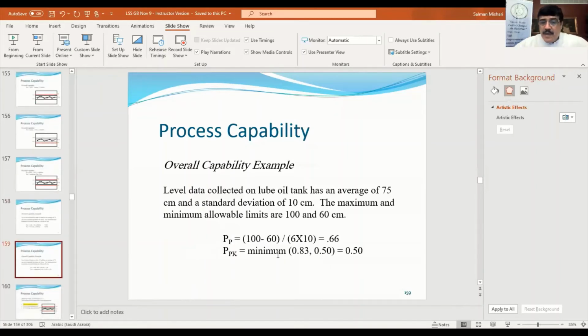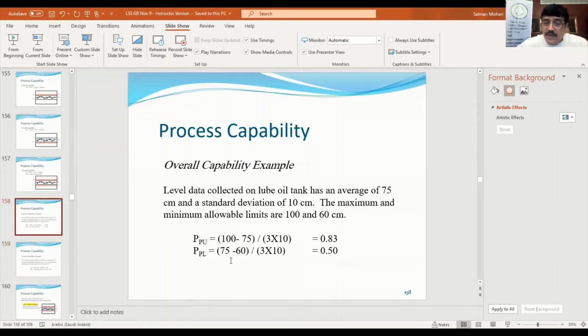The PP, the overall, is basically the distance between the upper specification limit minus the lower specification limit, which is 100 minus 40, divided by the distance between the control limits, which is 6 sigma or 6 standard deviations. So that's basically 40 divided by 60, which is 0.66.